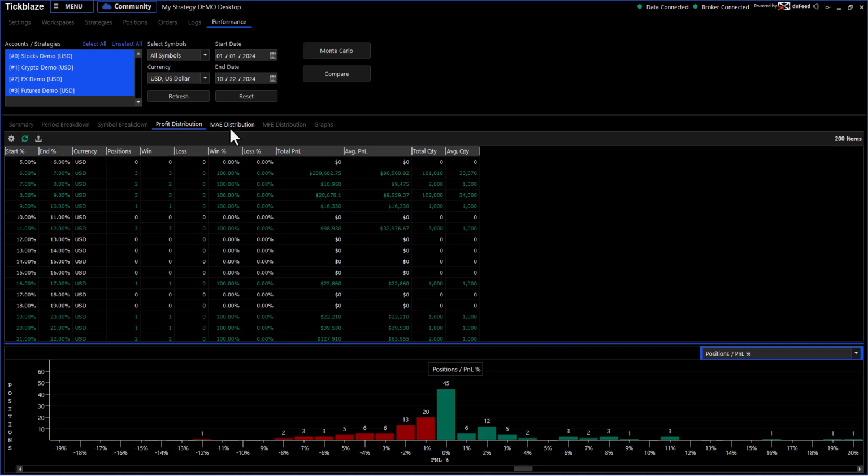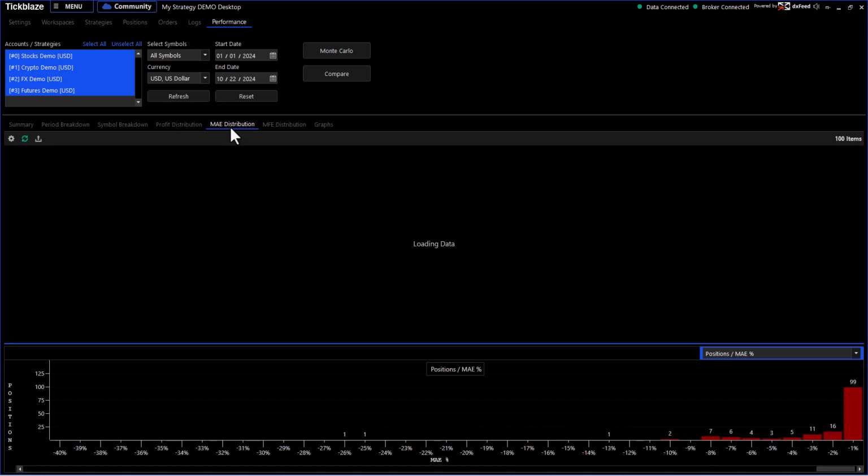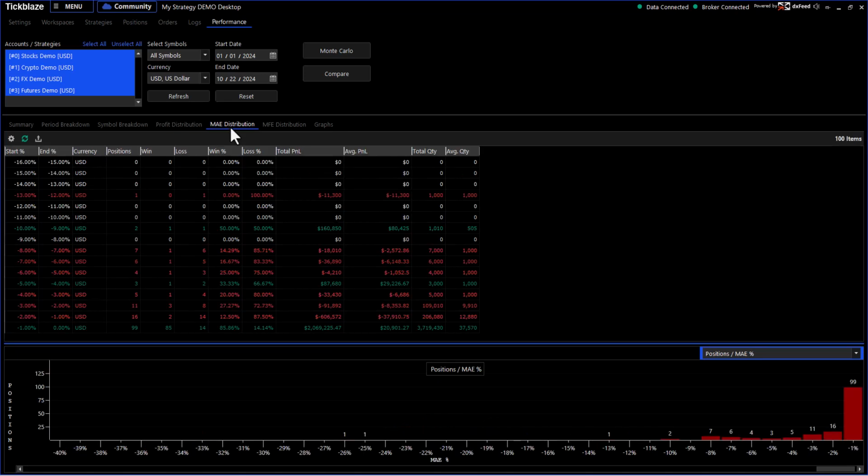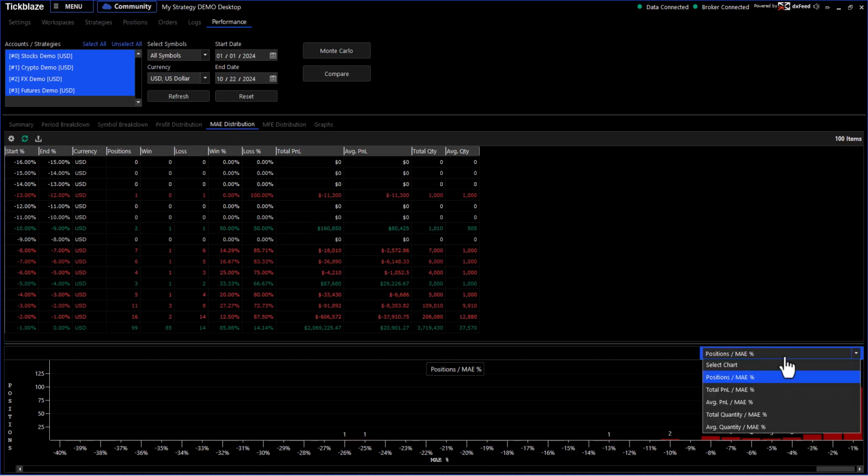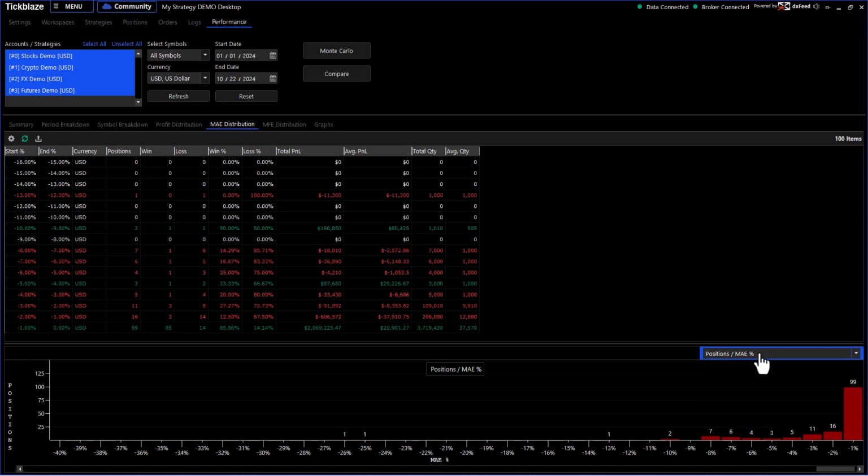When it comes to your MAE, your maximum adverse excursion, right? This is really looking at where your trades are going against you, and you can see your biggest drawdown points and assess your drawdowns. You can basically sort this data as well by different viewpoints. So you have the ability to come in here and take a look at that.